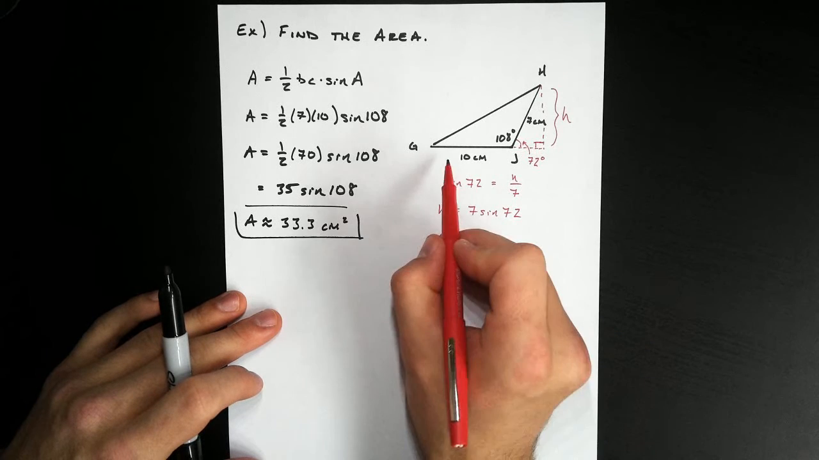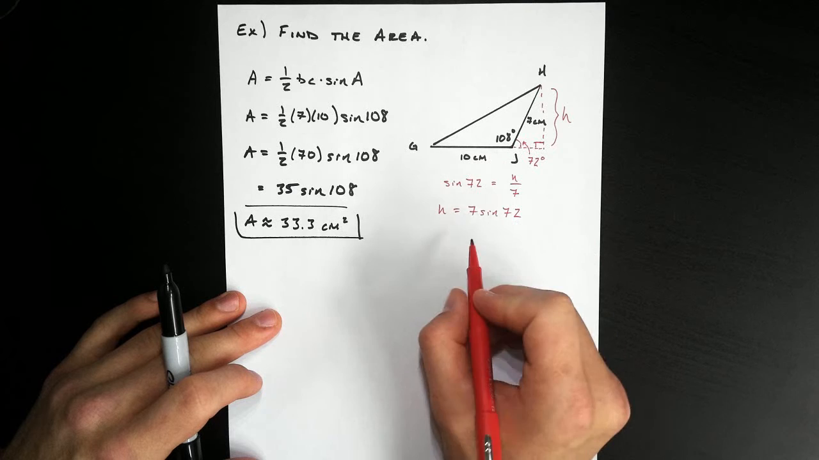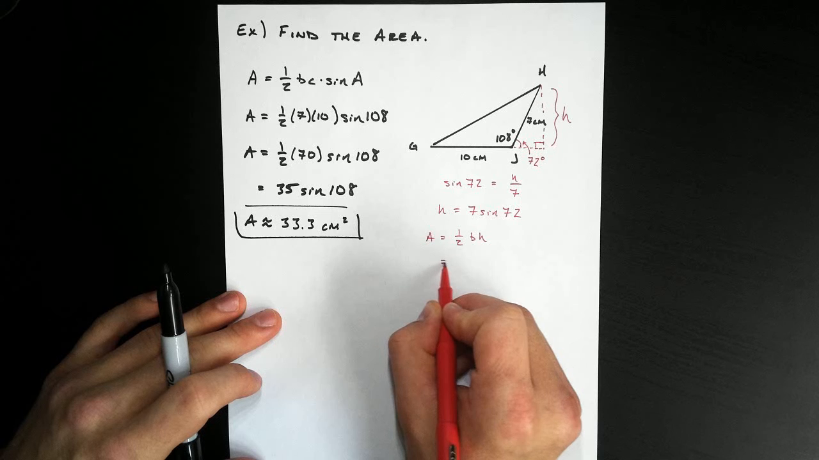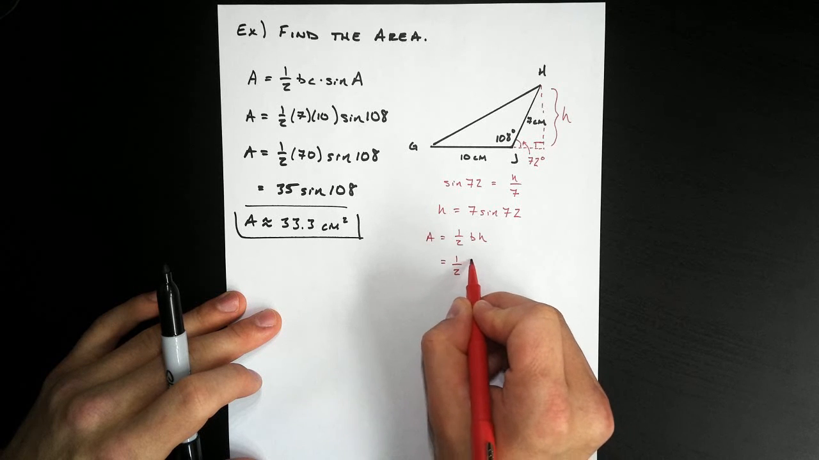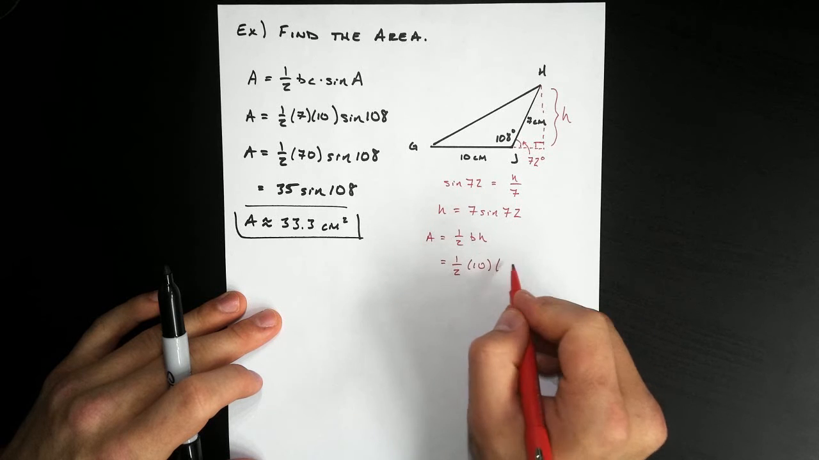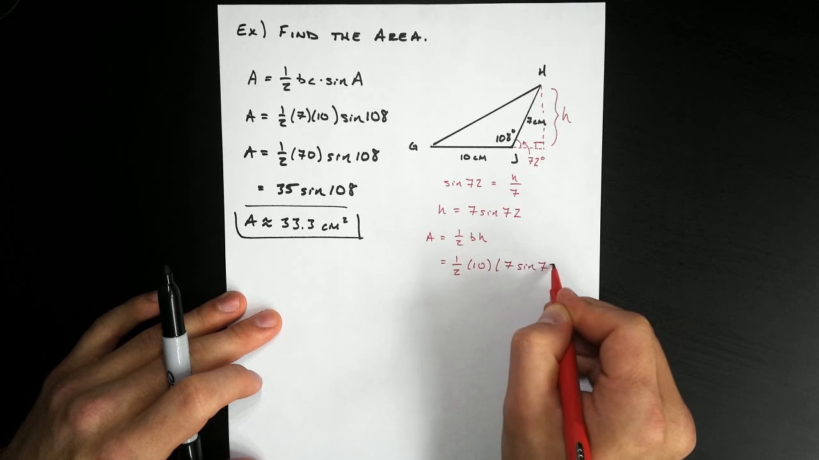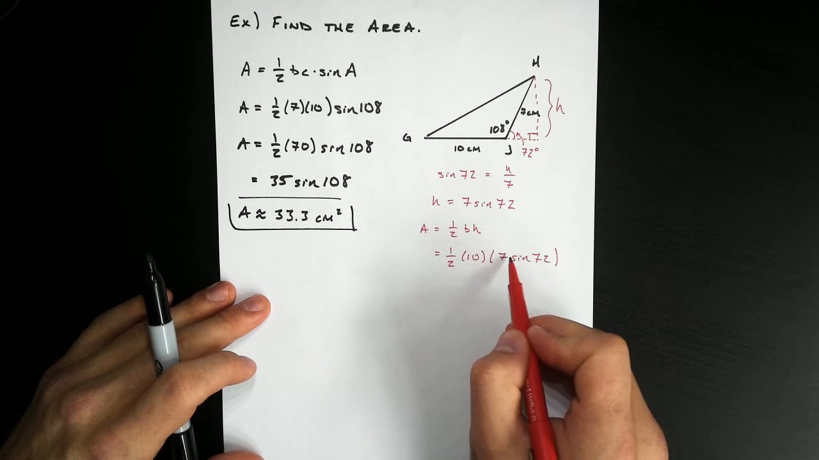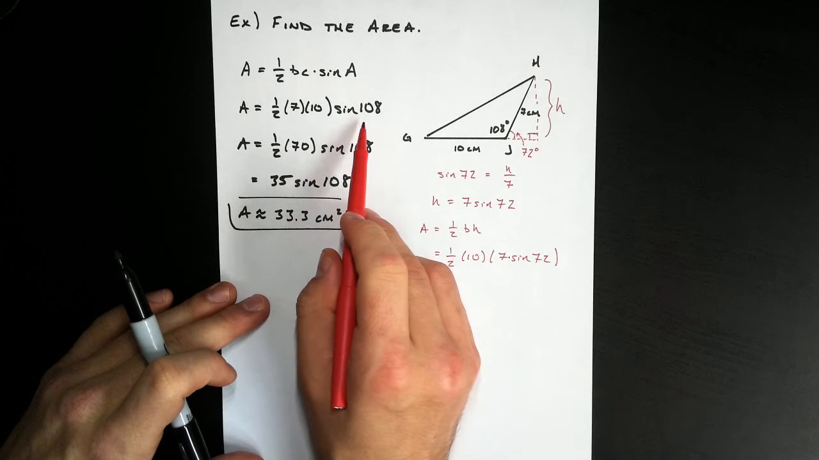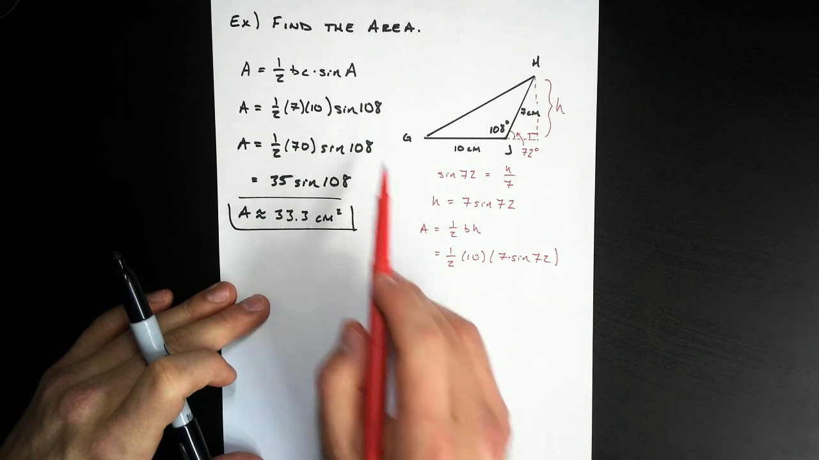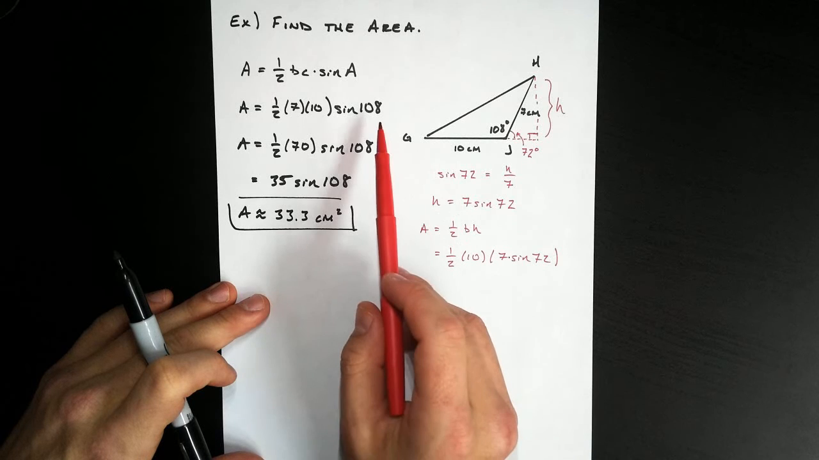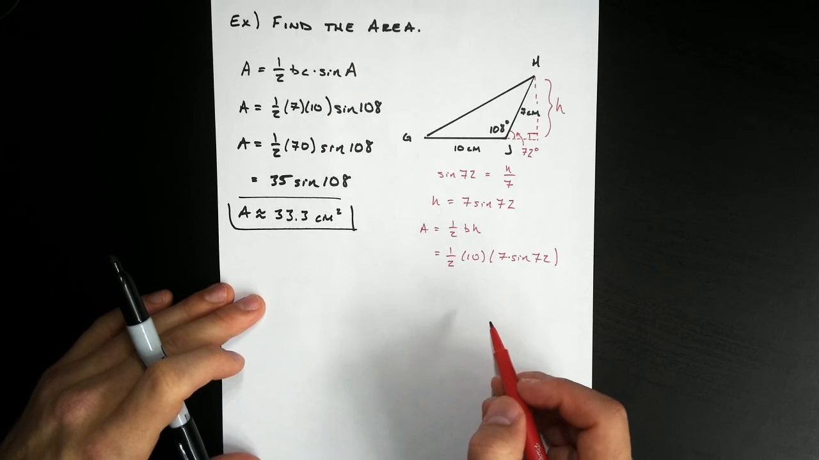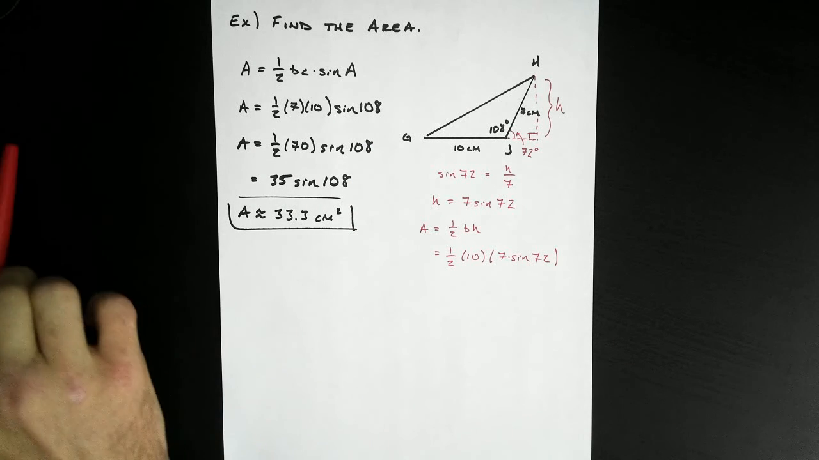So now that I know the height, I know the base of the triangle is 10. So the area is equal to 1/2 base times height. So we get 1/2, our base is 10, and then our height we found was 7 times the sine of 72. Now, for the most part, this looks almost exactly the same as the formula we wrote over here. The only difference is, instead of using the sine of 72, we had the sine of 108. However, the sine of 72 and the sine of 108 have the same value.